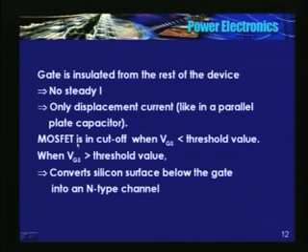So MOSFET is said to be in cutoff when the gate to source voltage is less than a threshold value. So I'll repeat, MOSFET is in cutoff when the gate to source voltage is less than a threshold value. Now what happens when the gate to source voltage is higher than the threshold value?